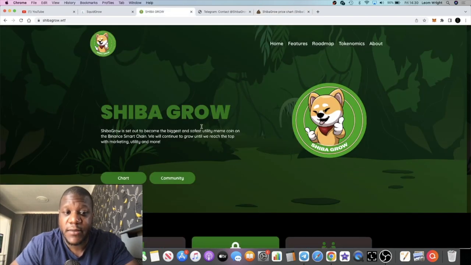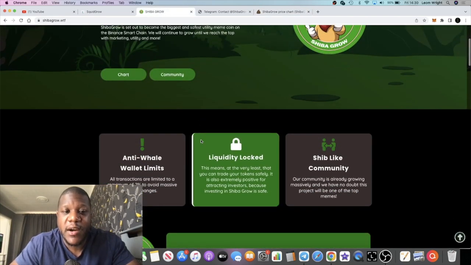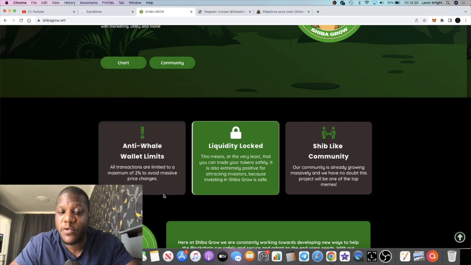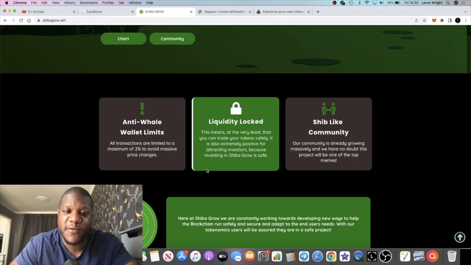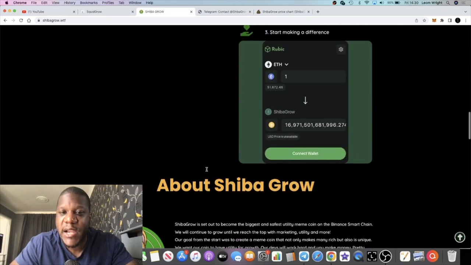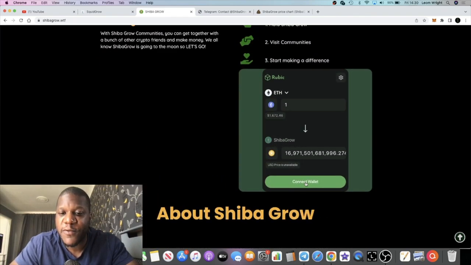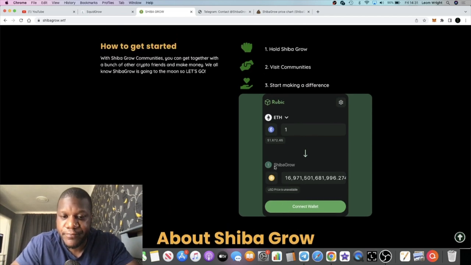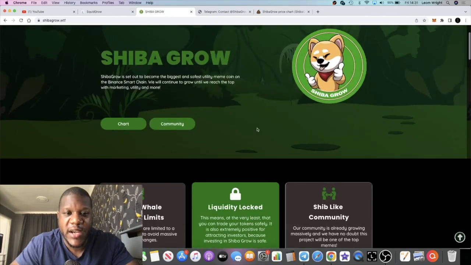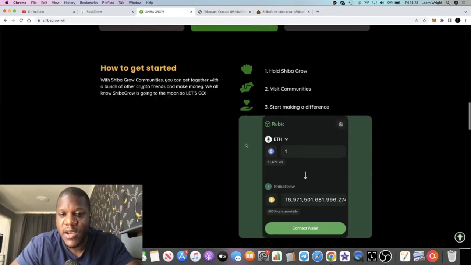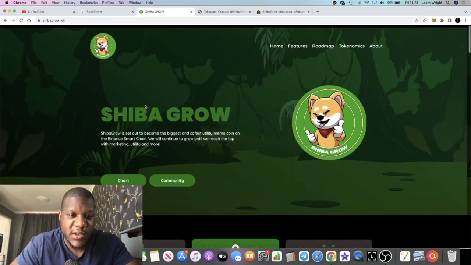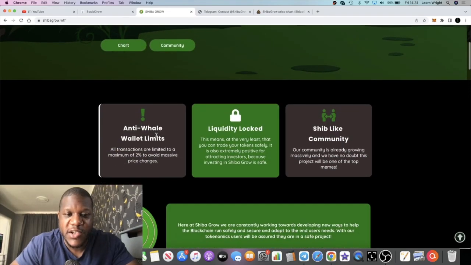So let's have a look at this website. I think the website looks pretty decent out of all the ones I've seen. At least these guys have made some effort, they haven't just thrown it together. You can actually buy the Shiba Grow token from the website. They've got a hyperlink to Rubik right here, so you can connect your wallet and literally buy the token using BNB or Ethereum or whatever. That's a nice little addition to the website.